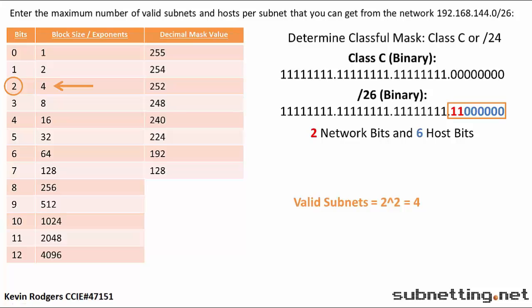Finally, we'll do the same thing for the hosts. Count the host bits or zeros and find that number in the bits column. Parallel to the bits is our number. 64 minus 1 for the broadcast address and minus 1 for the network ID leaves us with 62 hosts per subnet. That's our answer. We have 4 valid subnets and 62 hosts per subnet.